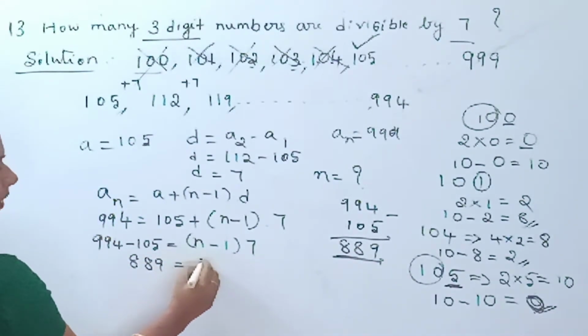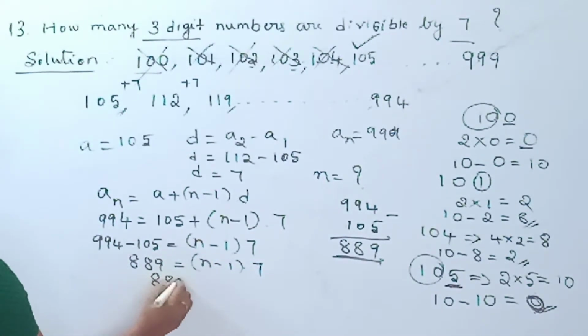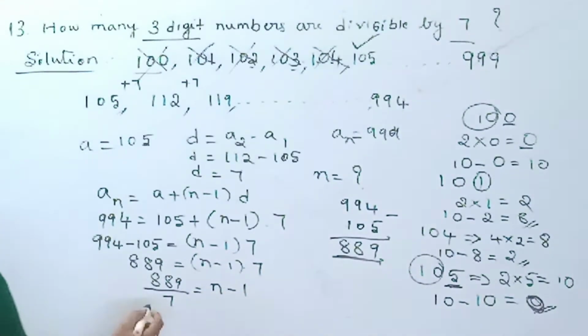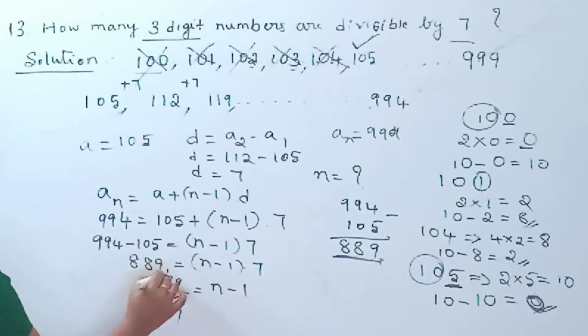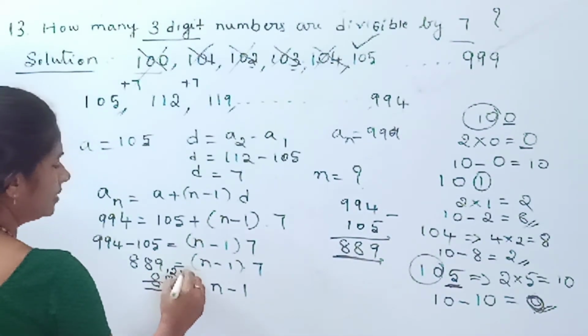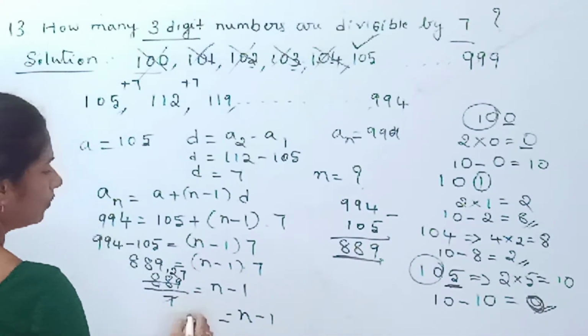889 equal to n minus 1 into 7. Next step, 889 into 7 you transpose to the left hand side, it becomes 889 divided by 7 equal to n minus 1. Now you divide 889 by 7. So what is the answer, children? 7 ones are 7, 7 ones are 7, 1 in hand, 18. 7 twos are 14, 4 in hand, 49. 7 sevens are 49. So n minus 1 value will be 127.